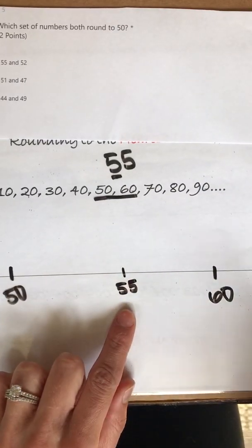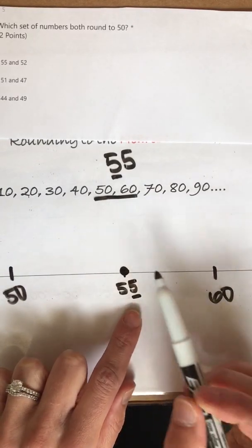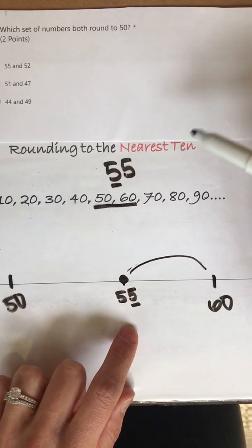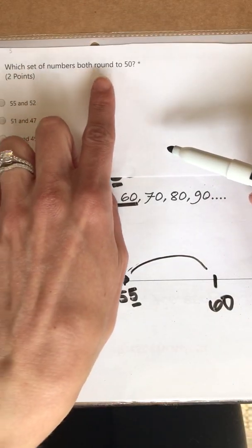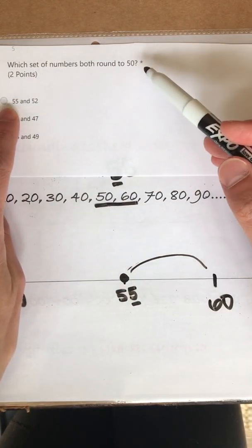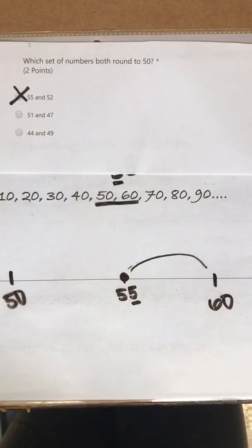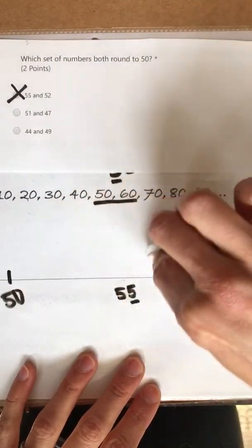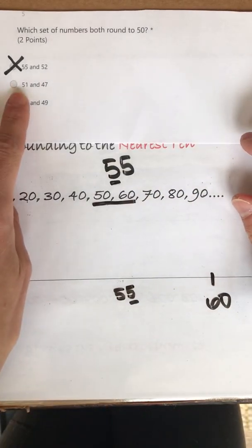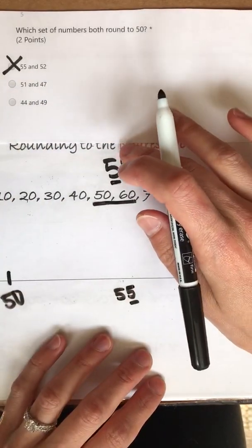Okay, well, 55 is right here, right? And remember, if it's 5 or more, we round up. So 55 is going to round to 60, but we want numbers that both round to 50. So does 55 round to 50? No, it doesn't. So we're going to cross that one out. Okay, let's take a look at the next one. Going to erase this. Okay, so 51 and 47, we want to round 51 and 47.